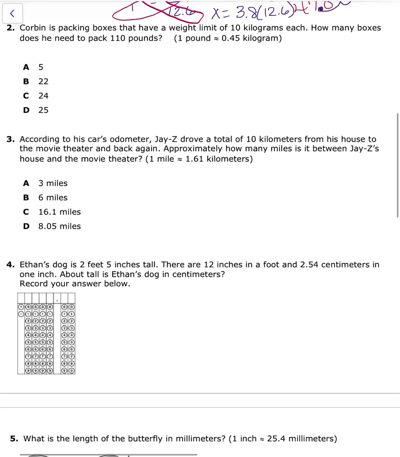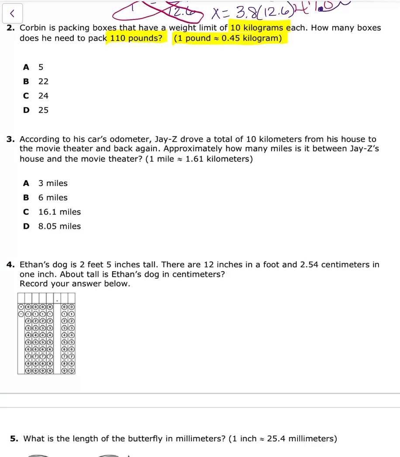All right, so number 2. Corbin is packing boxes that have a weight limit of 10 kilograms each. How many boxes does he need to pack 110 pounds? So what do we notice? This is 10 kilograms, but he knows he has 110 pounds. It also tells us that 1 pound is 45 hundredths kilograms.